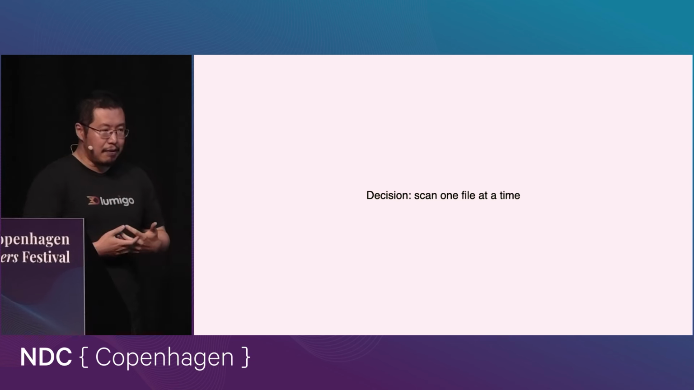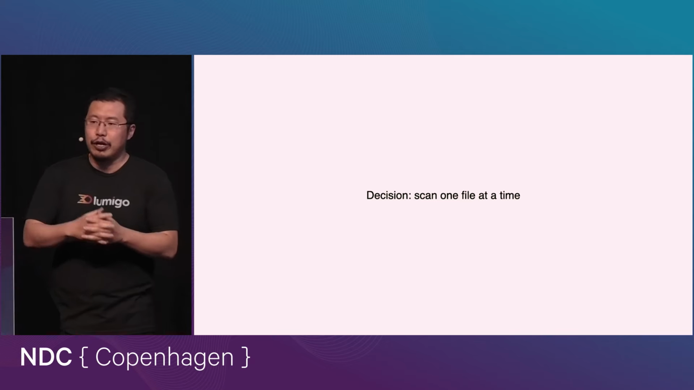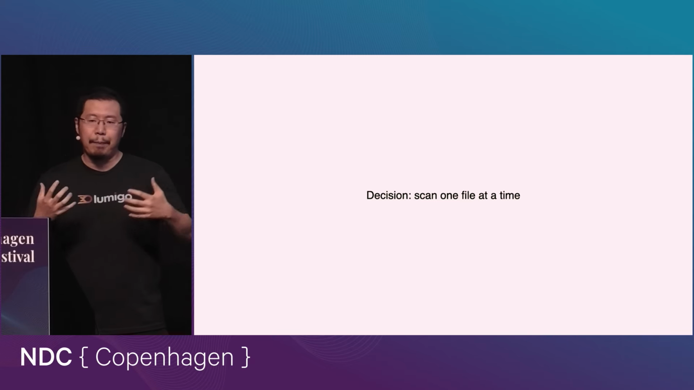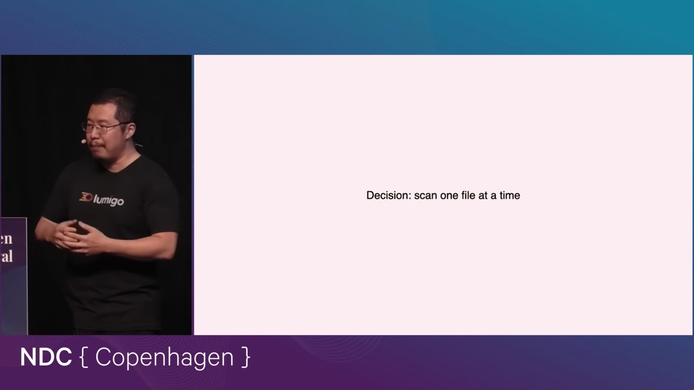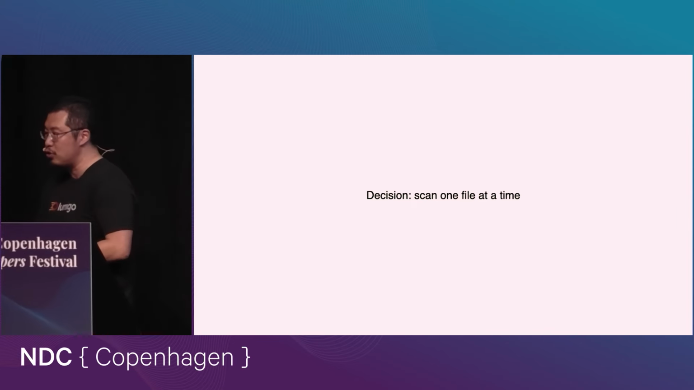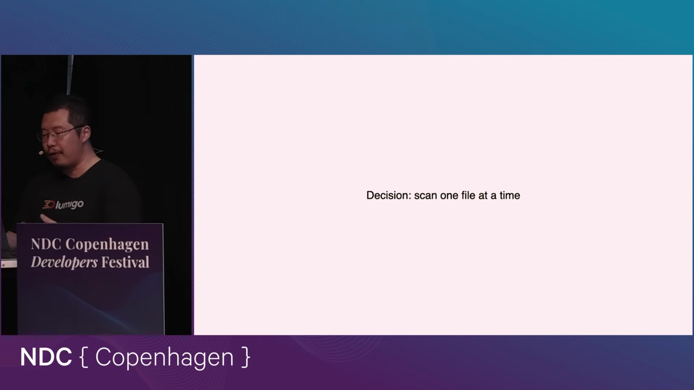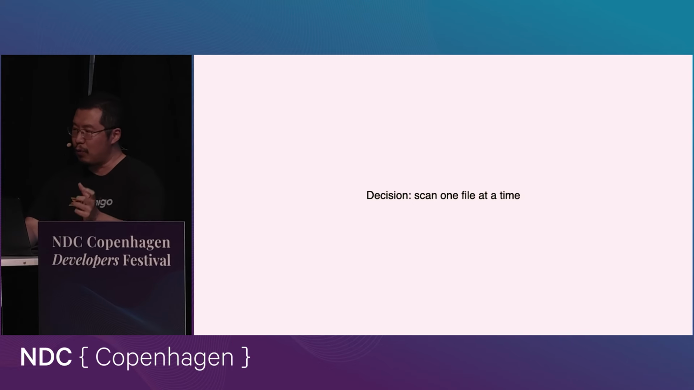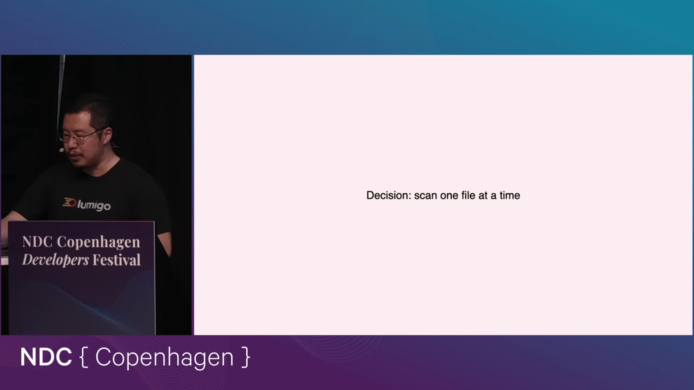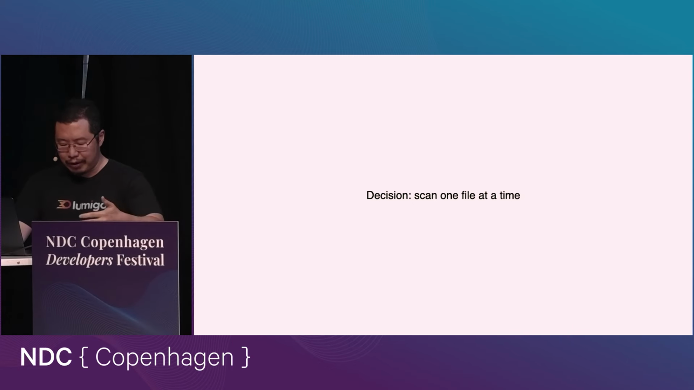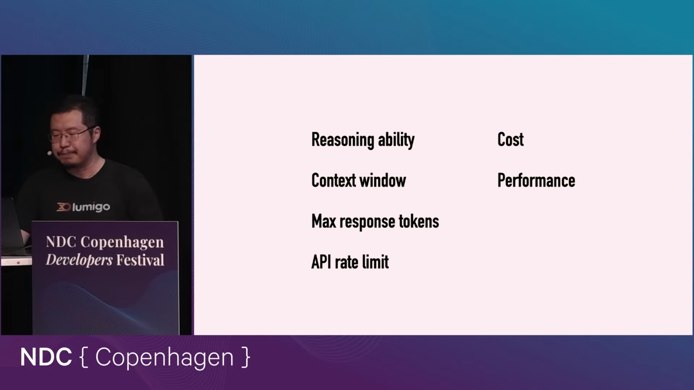Which meant for us at the time that we were working with models that pretty quickly fall apart as we give them a big file to analyze. So we made a decision to basically analyze one file at a time in order to make sure that we still get pretty good accuracy in terms of what our code reviewer is generating.